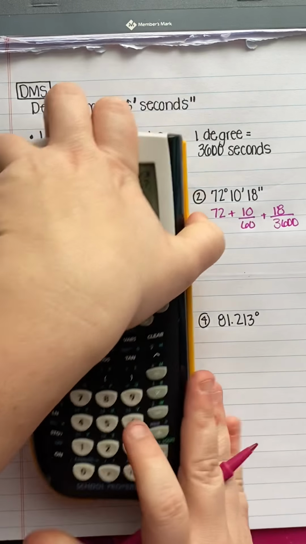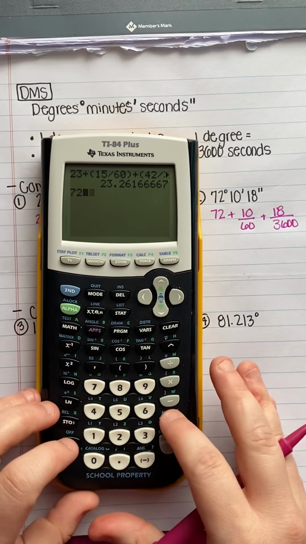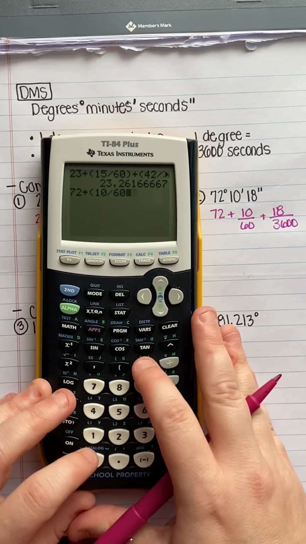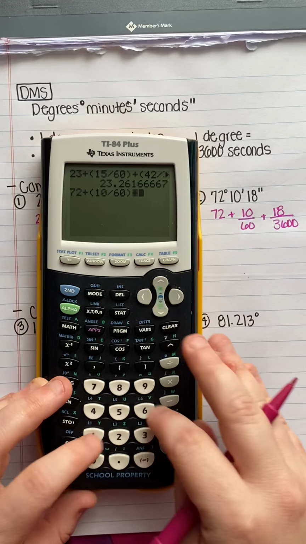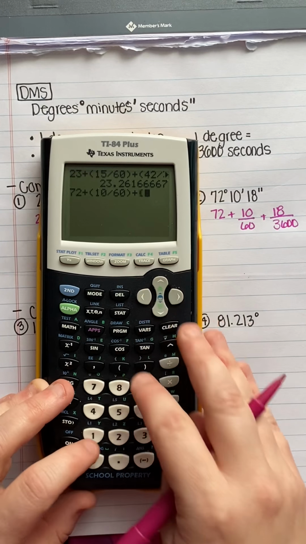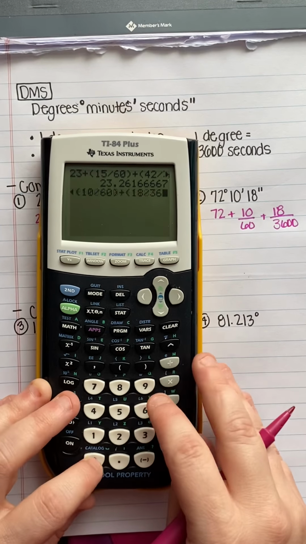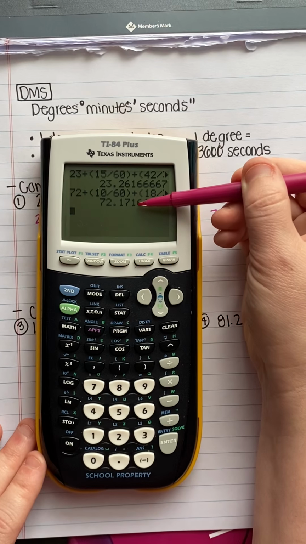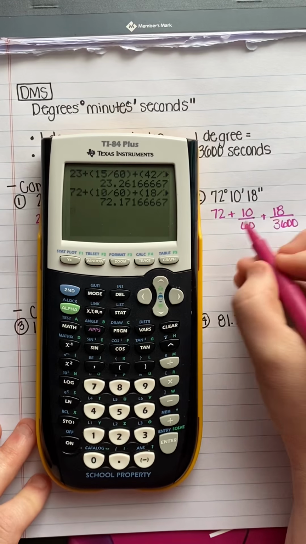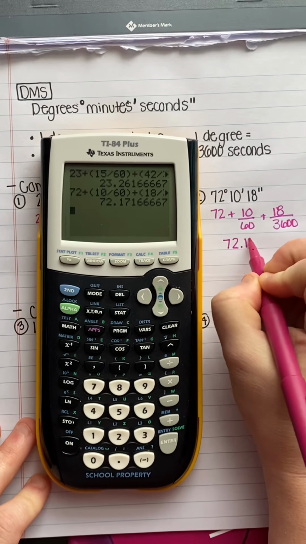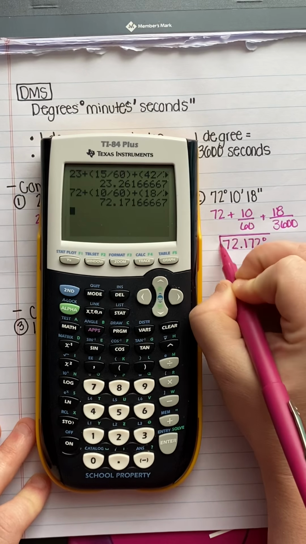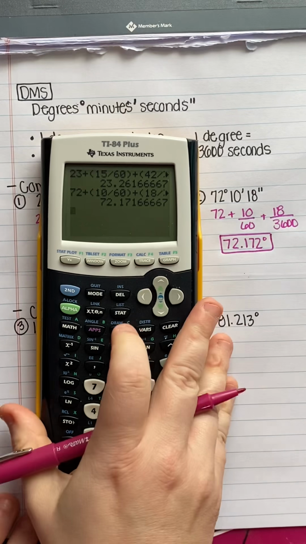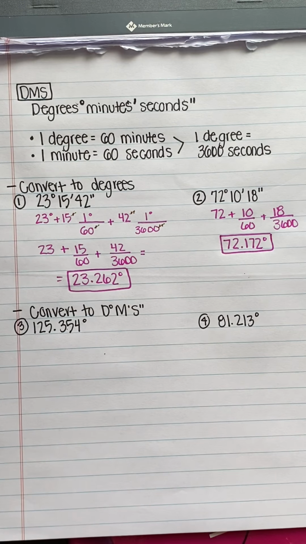I'm just going to type this into my calculator. So I've got 72 plus 10 divided by 60 plus 18. Put that in parentheses again. 18 divided by 3,600, just so you can see how it looks right there. And so this right here, 3 decimal places. Once again, the 6 is going to bump this 1 up to a 2. So this is 72.172 degrees. And that's how we convert from degrees, minutes, and seconds to just plain old degrees.